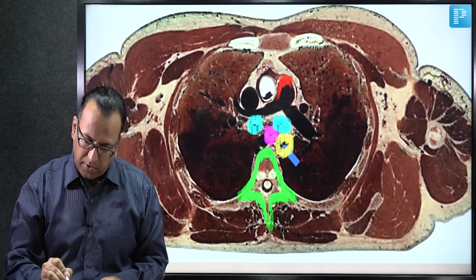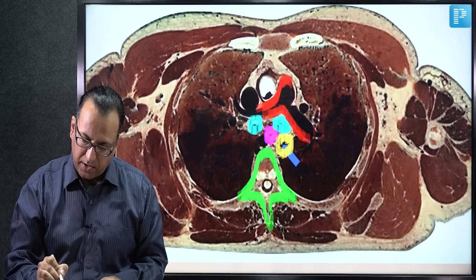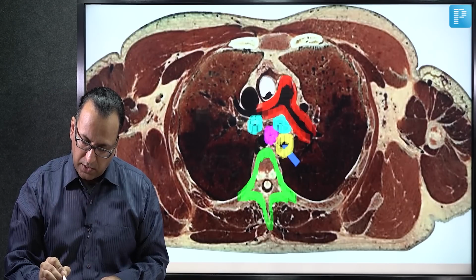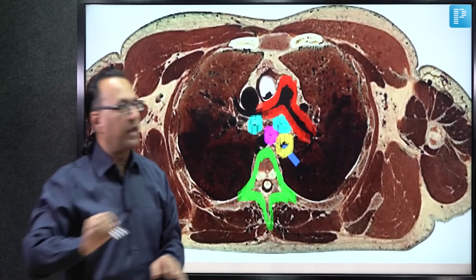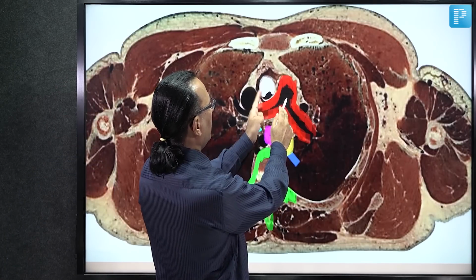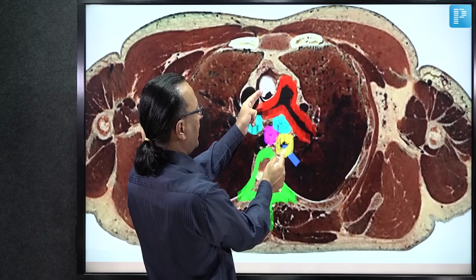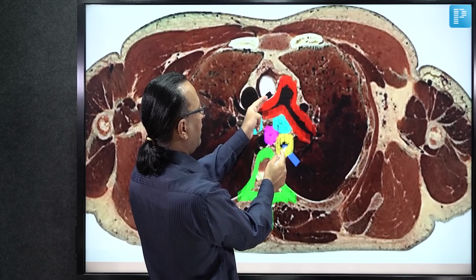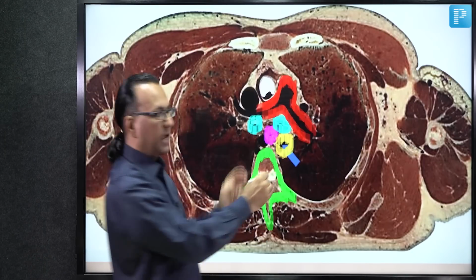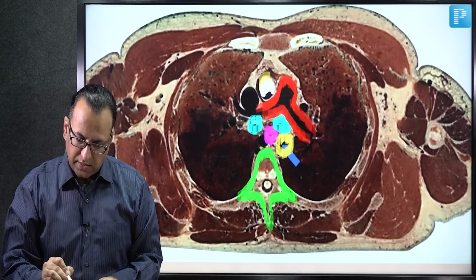The pulmonary trunk is dividing into the right pulmonary branch and the left pulmonary branch, and then you can see in close relation to the pulmonary artery is the aorta, the ascending aorta. So this is the ascending aorta and that is the descending aorta. Now you can demarcate the ascending aorta as well, as you are showing here. This is the ascending aorta.